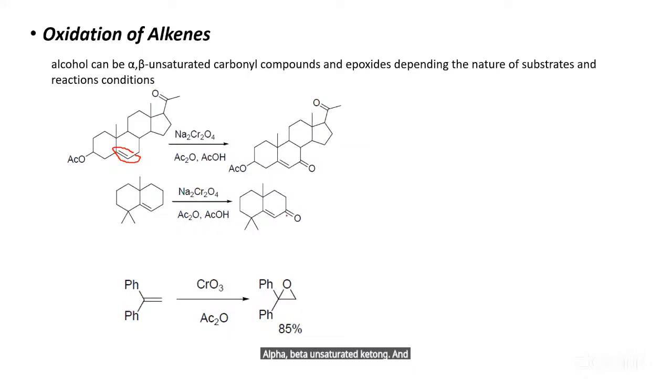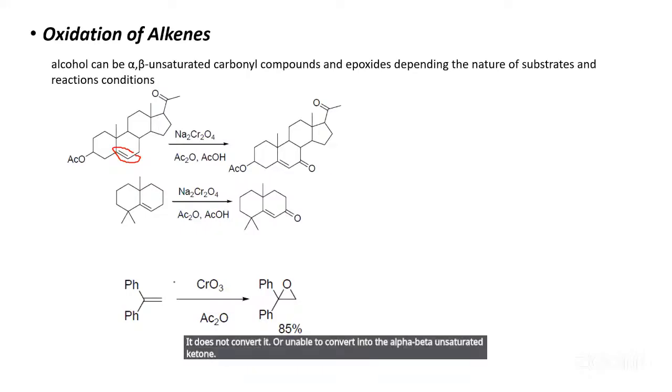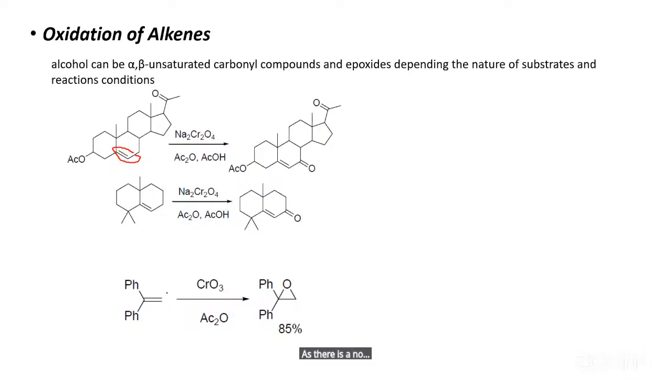And when you look at the third example, it is unable to convert into the alpha beta unsaturated ketone, as there is no allylic carbon atom where the oxidation takes place. And in such cases, CrO3 in the presence of acetic anhydride gives formation of an epoxide. Hence, we say the alkenes are converted to alpha beta unsaturated ketones or alkenes are converted to the epoxide.